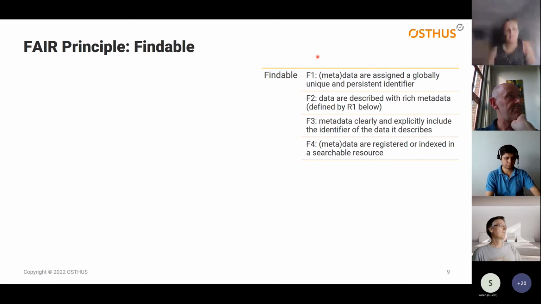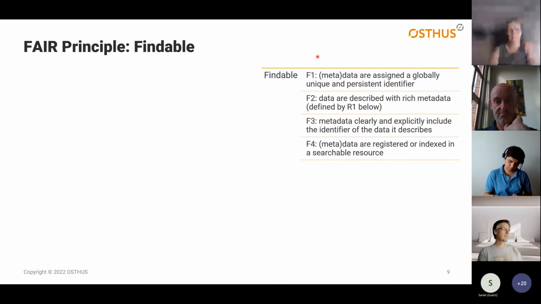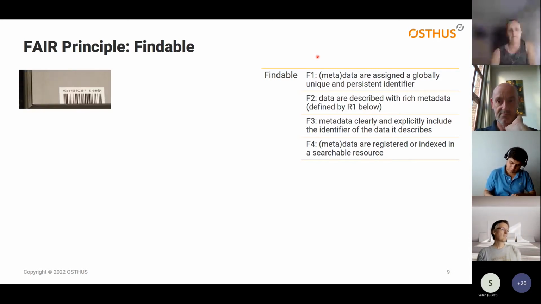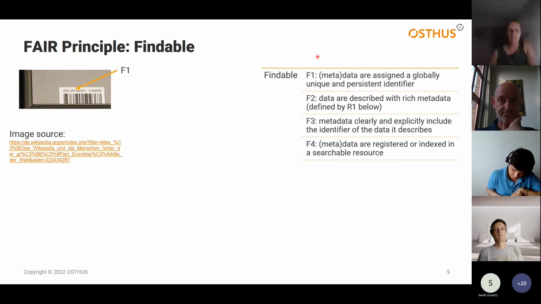So F1, metadata are assigned a globally unique and persistent identifier. This sounds complicated, but actually there's a simple example. If you turn around almost every book, you will find this International Standard Book Number. And this is already a great example of F1. The source of this image, also F1.